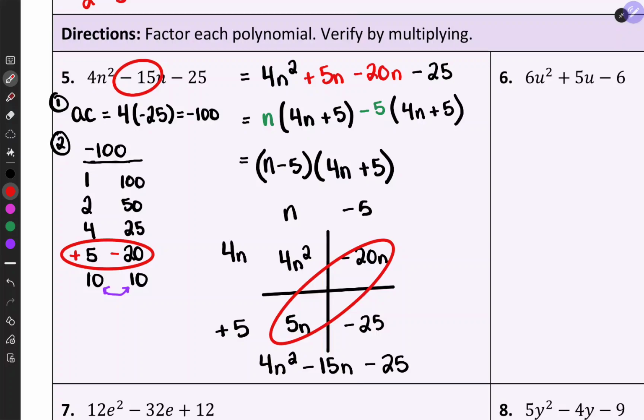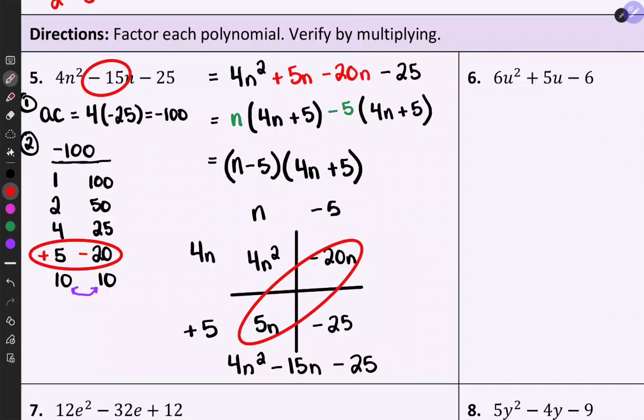Now, there's a way to factor using the box method. You may want to look into that. But for this lesson in particular, I'm showing you this method of factoring, okay? All right, so I'm going to show you the solutions to number 6. So if you want to pause and work out number 6, go ahead and do that now.